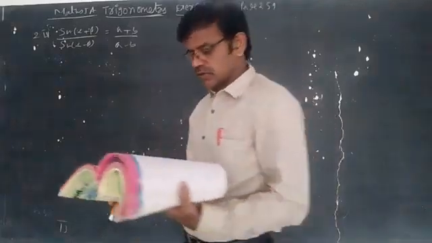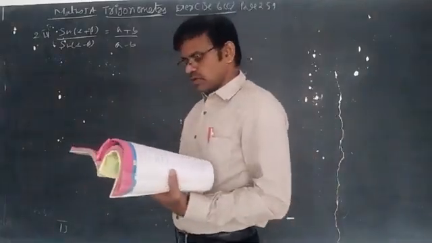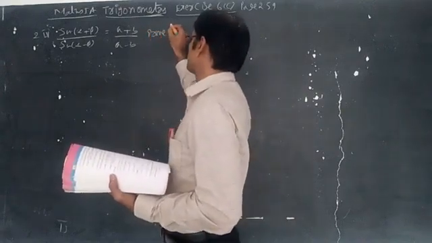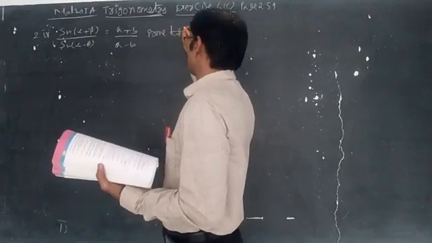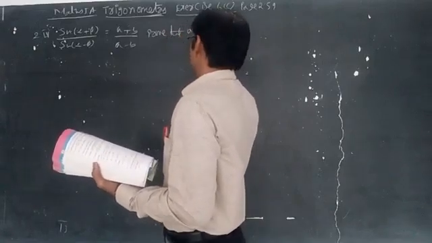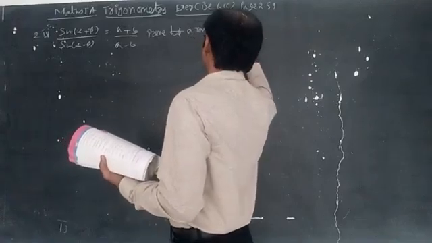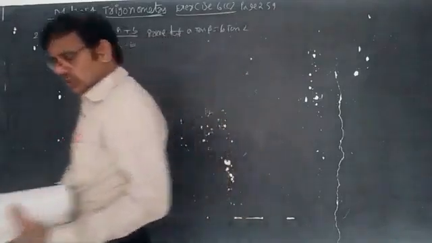Sin of alpha plus beta by sin of alpha minus beta is equal to a plus b by a minus b. Prove that a tan beta is equal to b tan alpha. This is also an objective question.